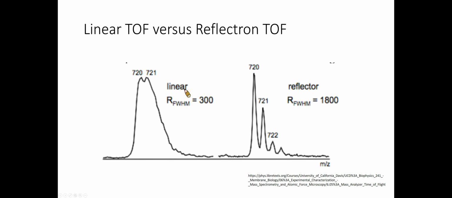This figure illustrates the effect of the reflectron on improving the mass resolution, where the linear TOF has a resolution of 300 and the reflector TOF has a resolution of 1800.